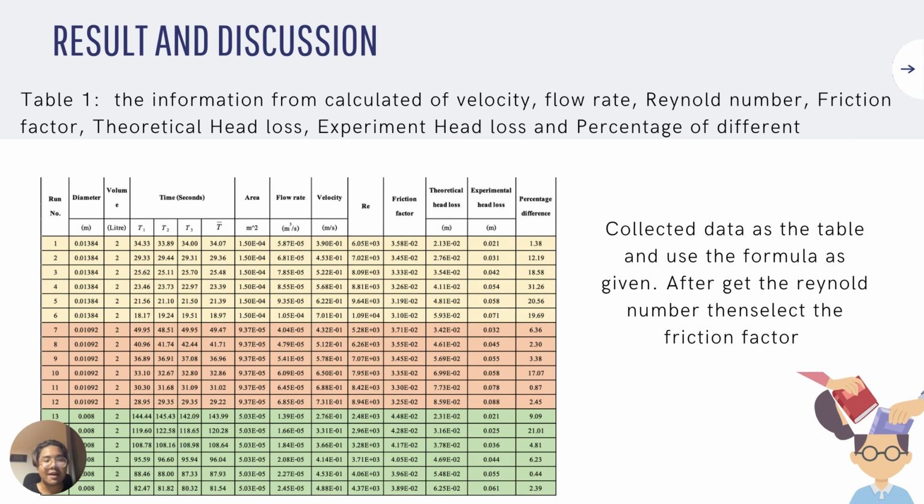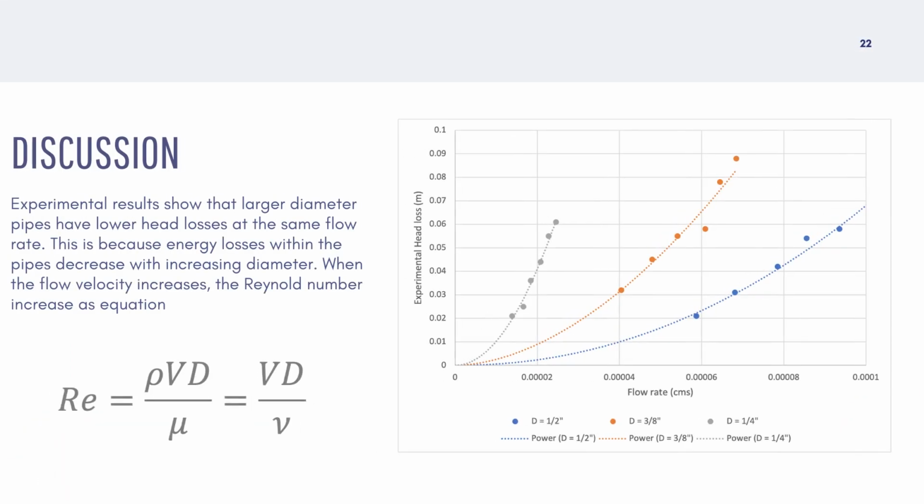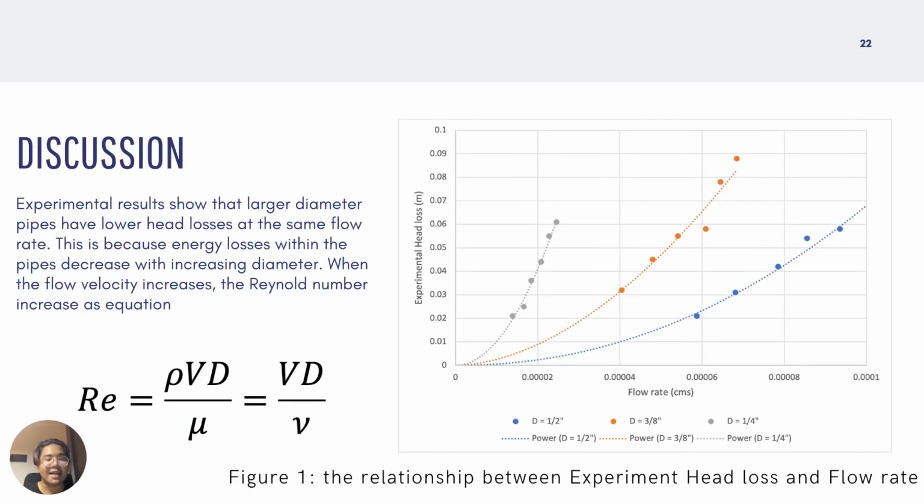Next, about the result and discussion, table 1 will be the information from the calculation of velocity, flow rate, Reynolds number, friction factor, theoretical head loss, experiment head loss, and percentage of difference. And please, after getting the Reynolds number, select the friction factor to calculate again. The next one is figure 1, the relationship between experiment head loss and flow rate.